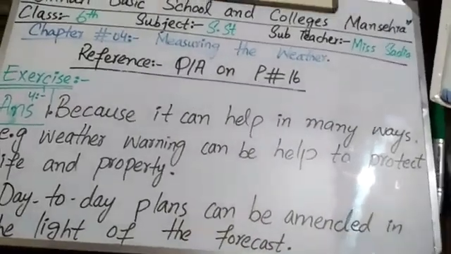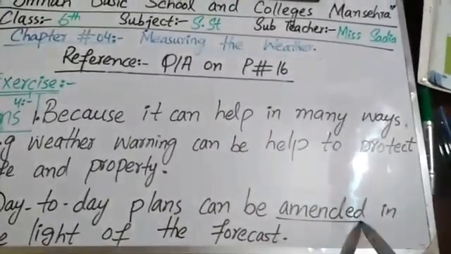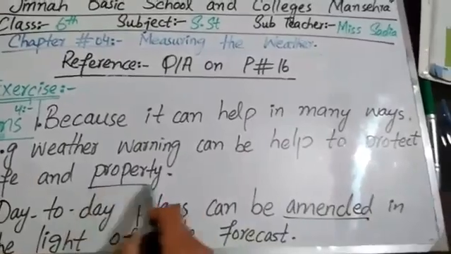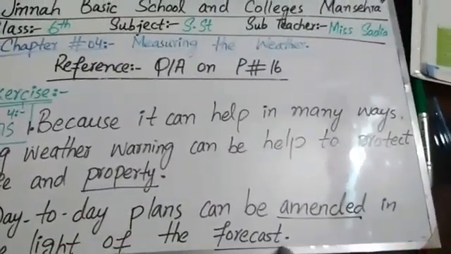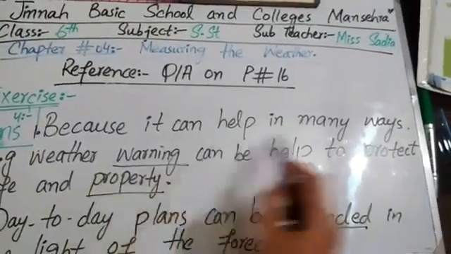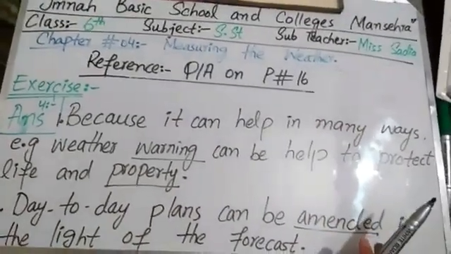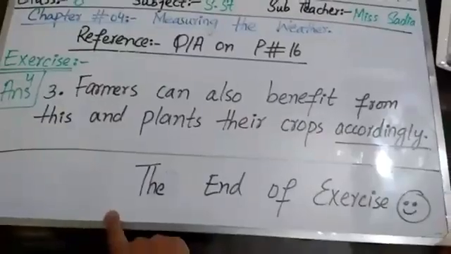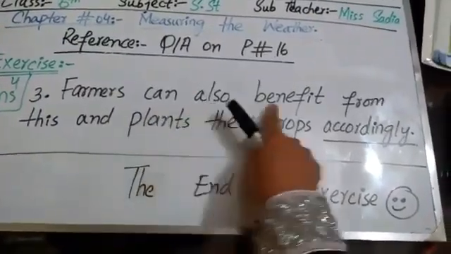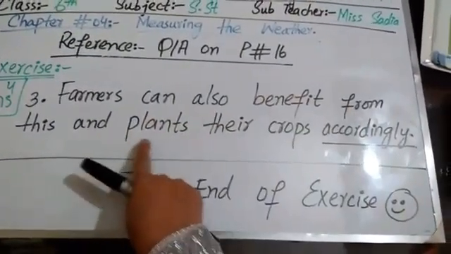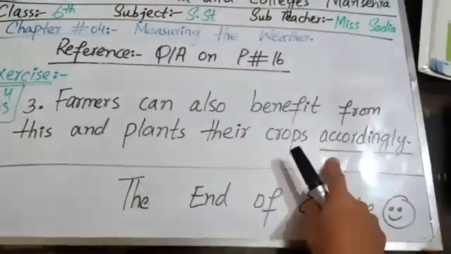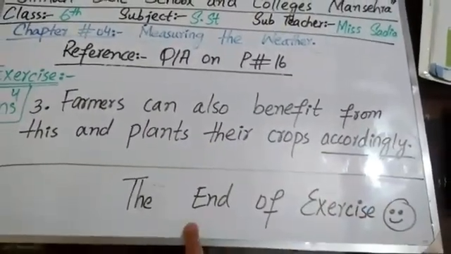What is the meaning of amended? Amended means change. We can change our plans according to the weather. Again, I am highlighting these words for you so you do not make a spelling mistake. I'm sure you will not, inshallah. I know my students, they are very smart and genius. Okay, point number 3. Farmers can also benefit from this and plant their crops accordingly. Kindly write the correct spelling of the words.